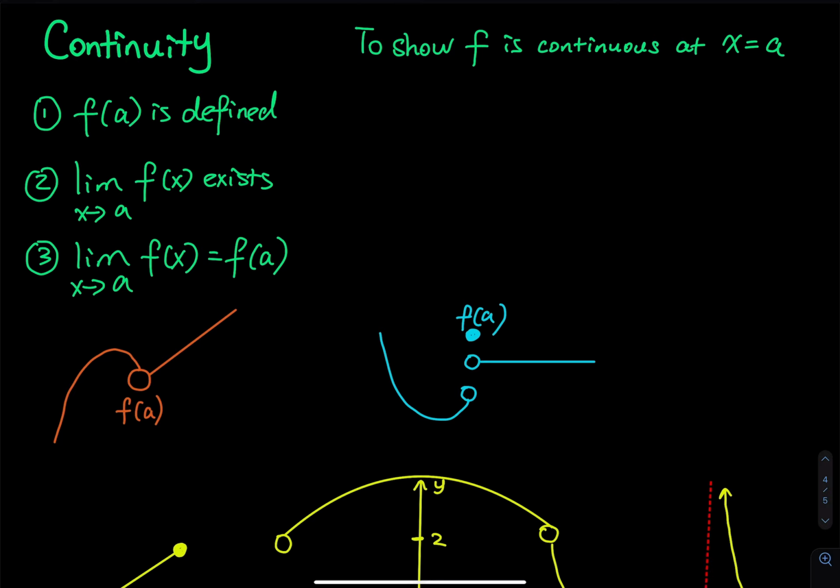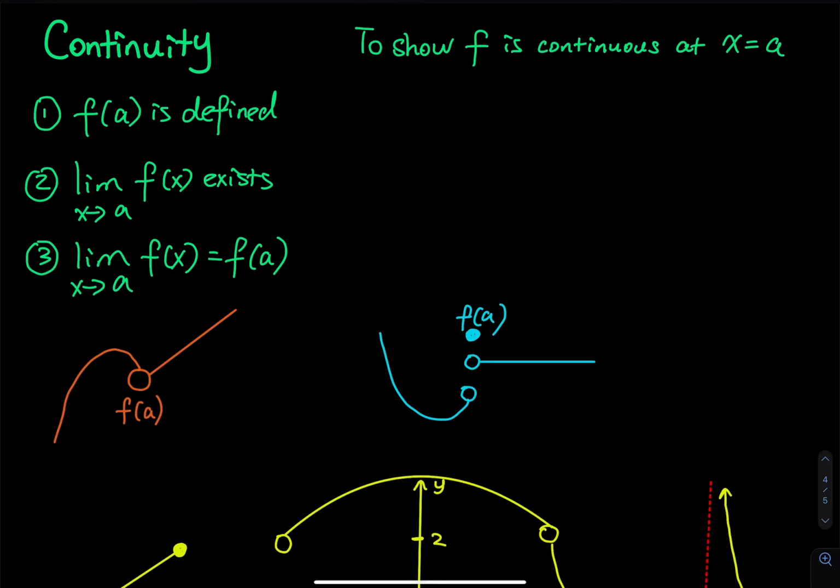Continuity. To show the function f is continuous at x equals a, these three conditions must be satisfied. Number one is f of a is defined. Number two is the limit of f of x as x approaches a exists. So the function is defined at a, the limit exists, and the limit is equal to f of a.